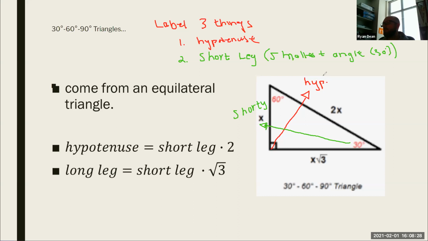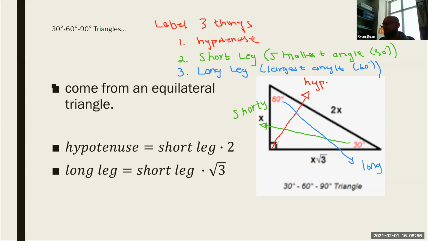And the last thing that we need is the long leg. The long leg is the opposite of the short leg. It goes with the largest angle, which is 60 degrees in this case. So across from the 60 degrees, I just take an arrow, go straight across. This is the long leg.